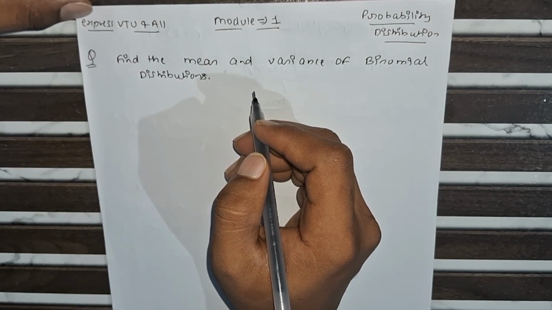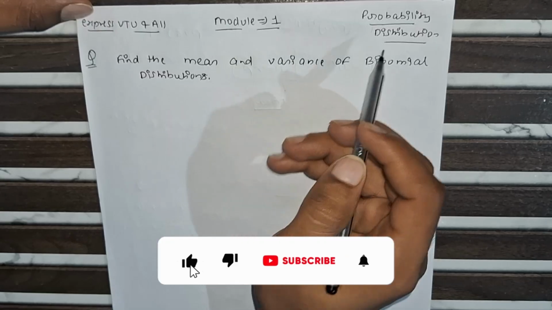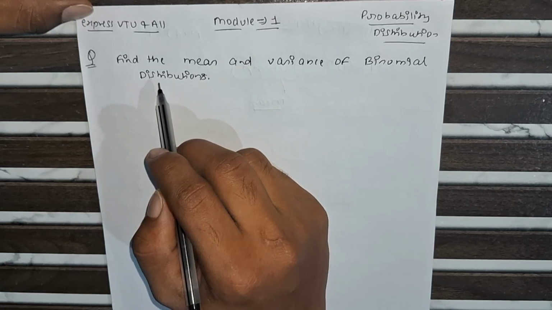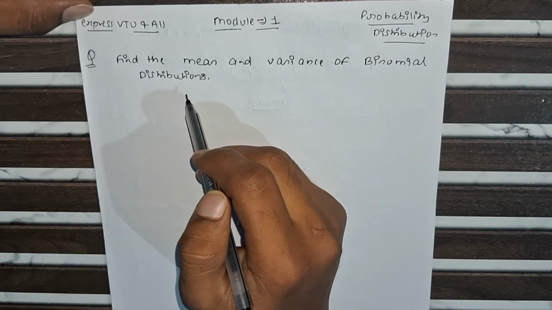So today we are going to discuss a very important problem from module 1, probability distribution. This is a very important problem. You can easily score marks from this problem. So the question is, find the mean and variance of the binomial distribution.